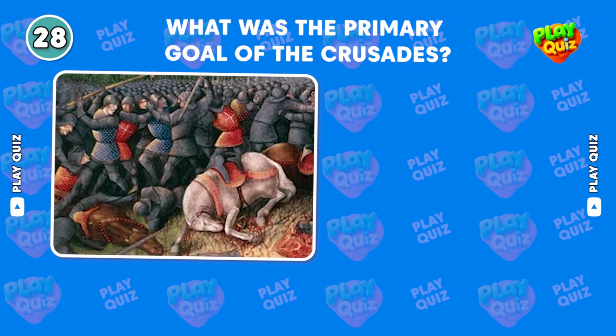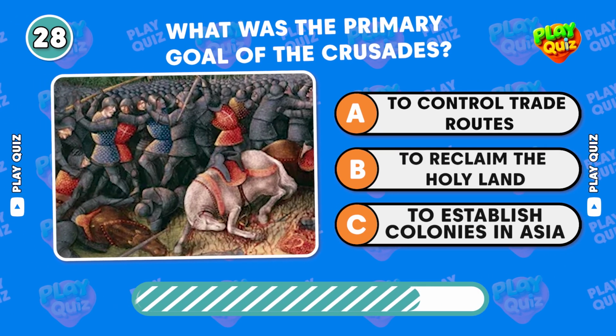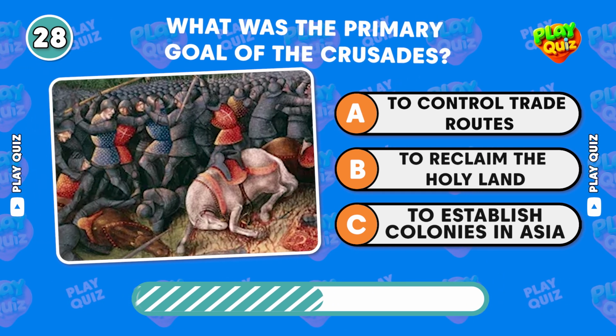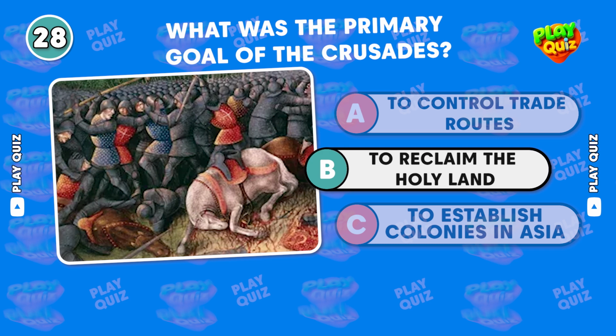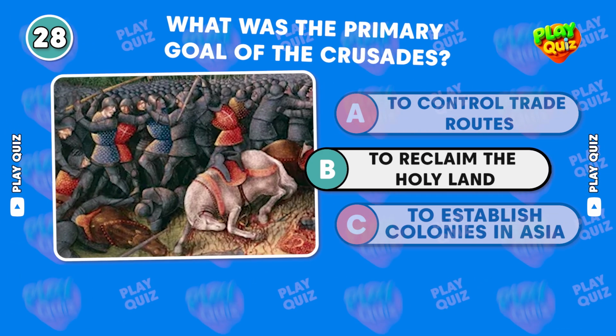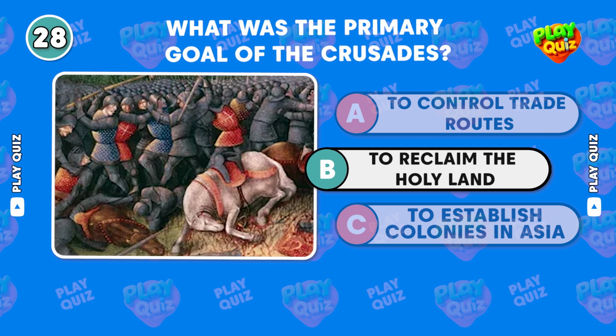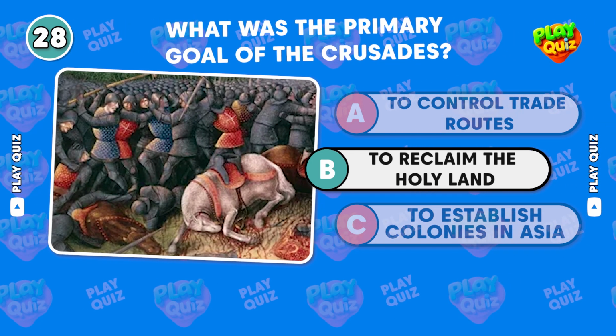28th. What was the primary goal of the Crusades? Correct answer, to reclaim the Holy Land. The Crusades were a series of religious wars, 1095 to 1291, to recover Jerusalem from Muslim control.